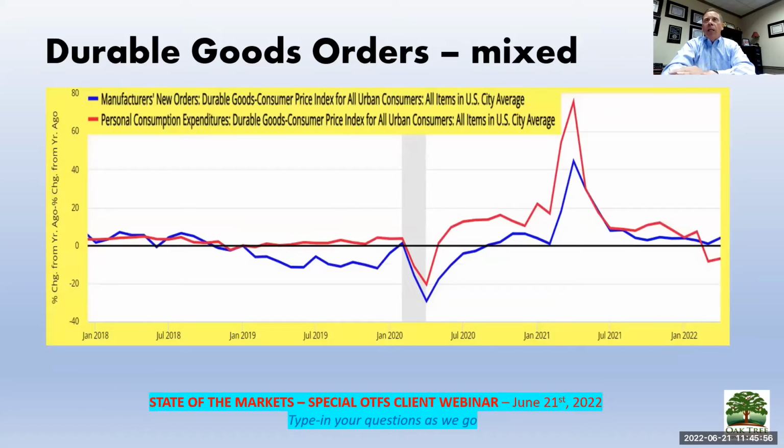Some things to look at that we're looking at. Durable goods orders are coming down. We've seen that overall that has been a decline of about 6.9% after inflation.